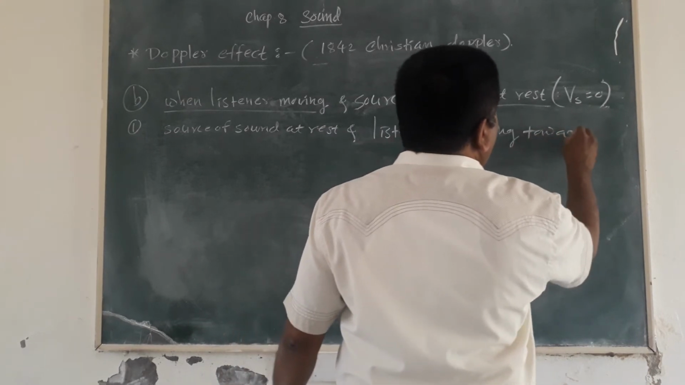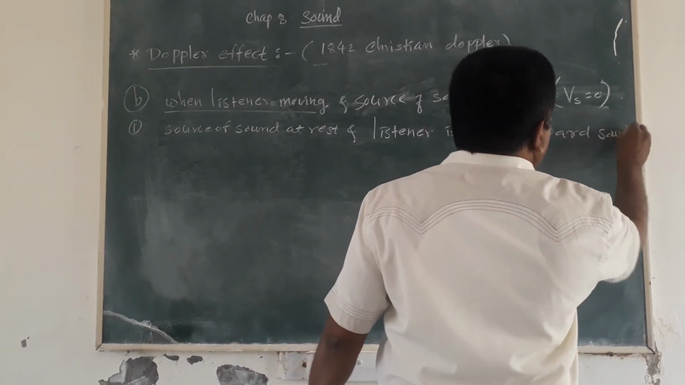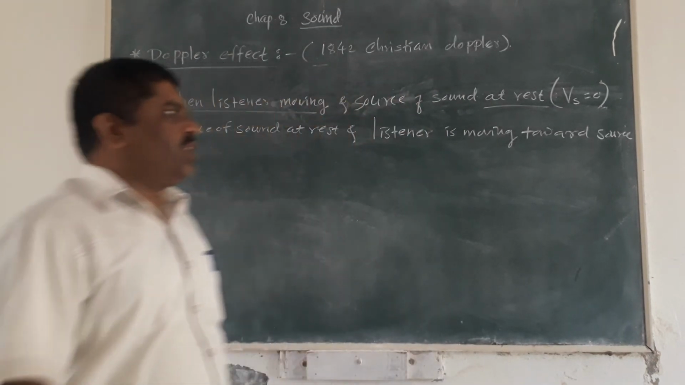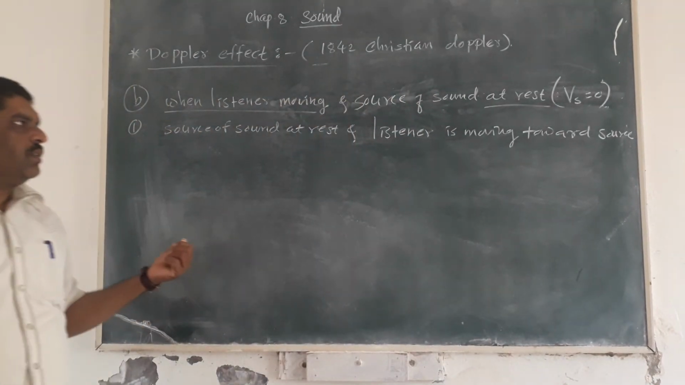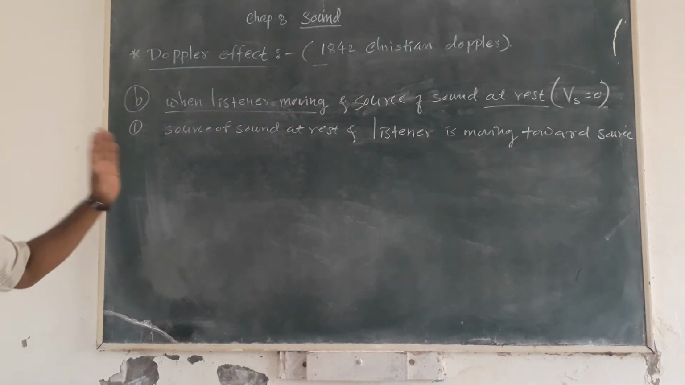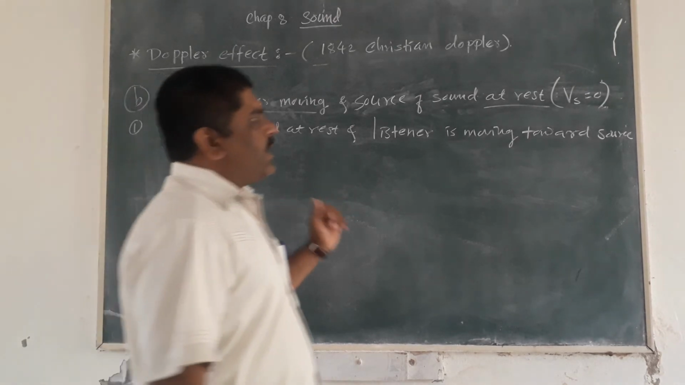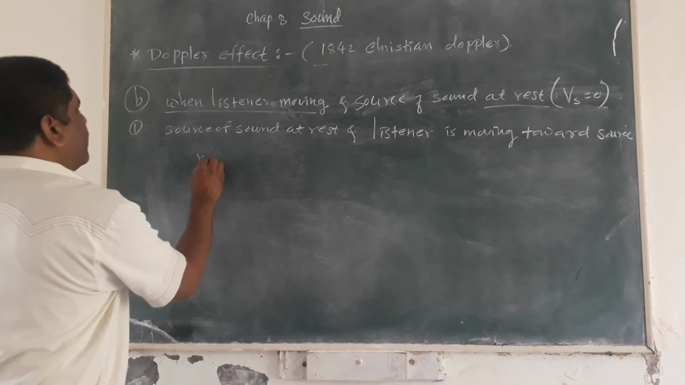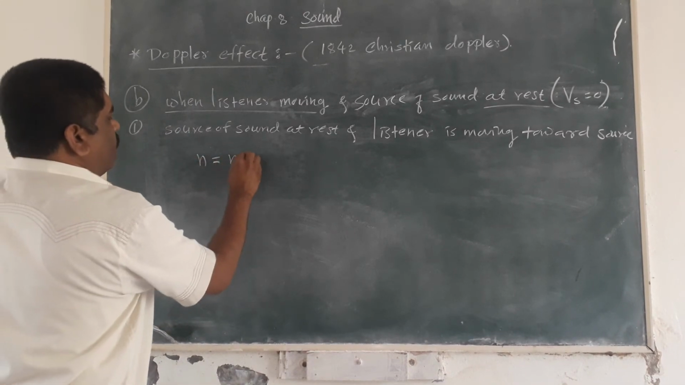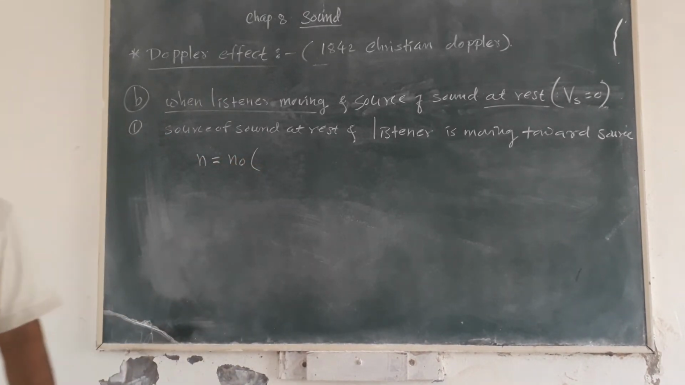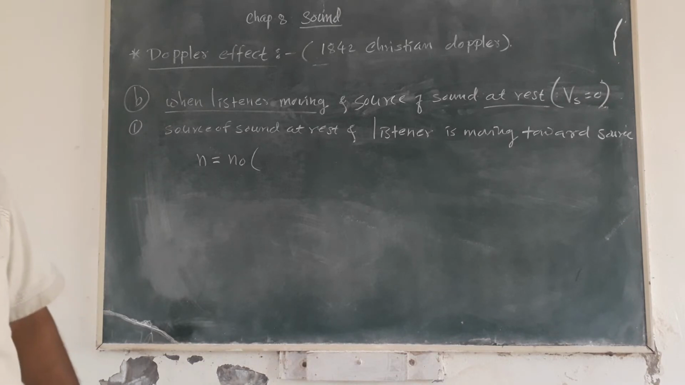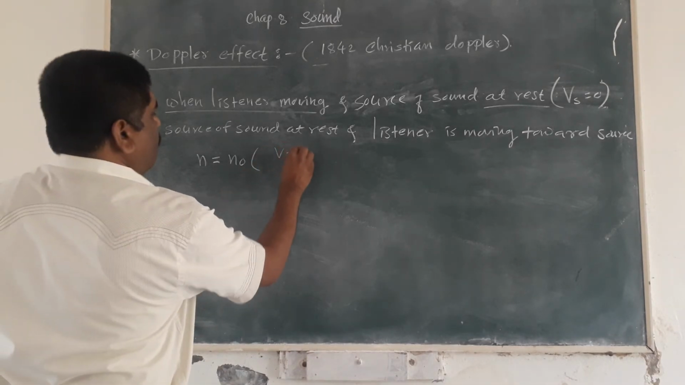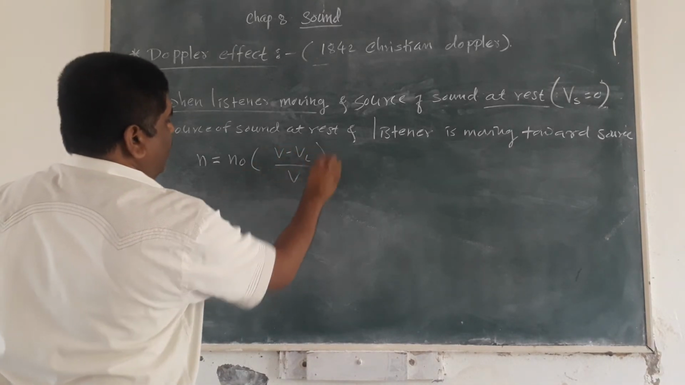towards source. This is called approaching किंवा approach. The source of sound एका ठिकाणी स्थिर असेल आणि ऐकणारा त्या सोर्स कडे चाललेला असेल तर अशा वेळेस the apparent frequency n = n0 into bracket V plus VL divided by V.